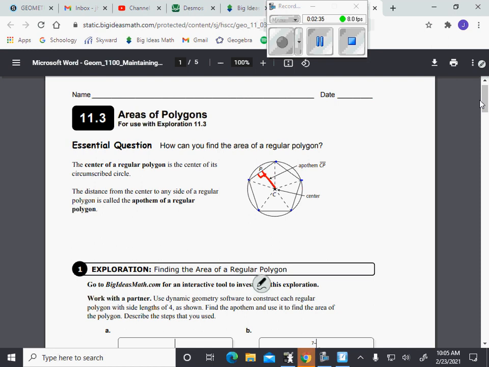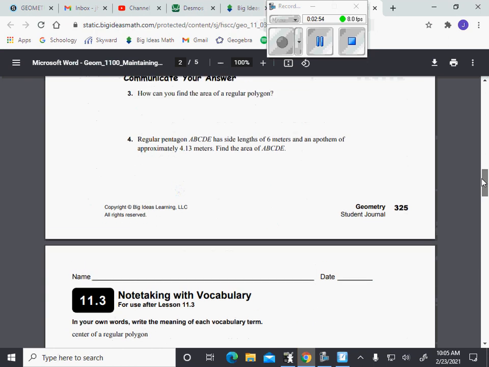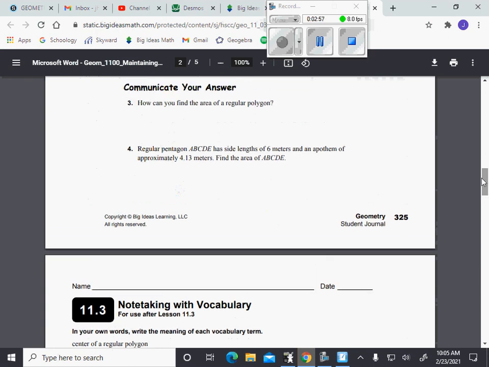We still have a radius, right? The radius is from any vertex on that circle to the center. That's going to be important for later. So I want to try this. Remember, area is equal to 1/2 a times the perimeter. So 1/2 the apothem times the perimeter.